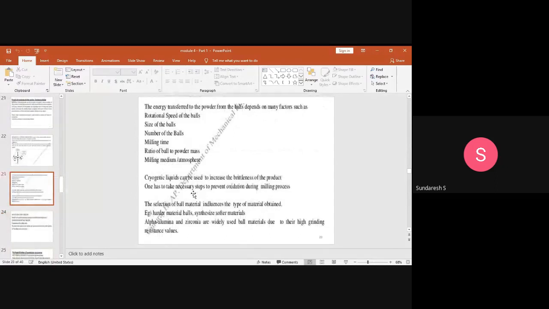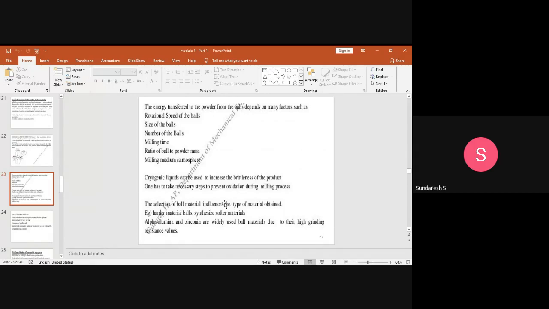The energy transferred to the powder from the ball depends on many factors, such as rotational speed of the balls, size of the balls, number of balls, milling time, ratio of ball to the powder mass, milling media or atmosphere. In the sense, when we are transferring energy so that the coarse size powder gets converted into a nano range size powder, during that process of energy transfer, that depends on many factors.